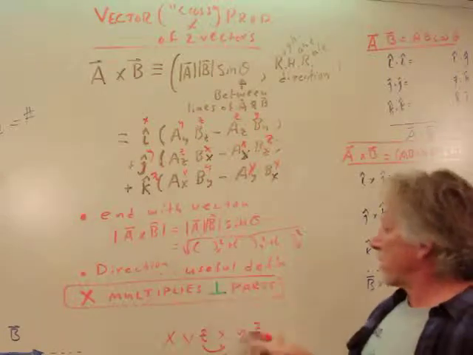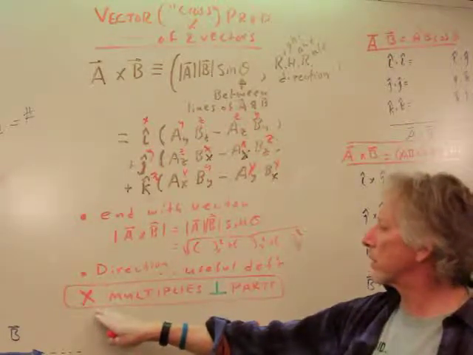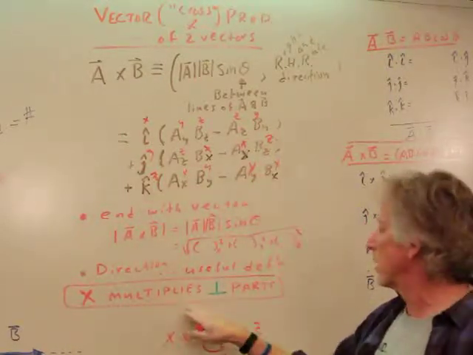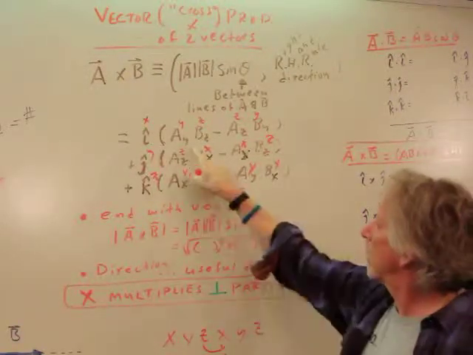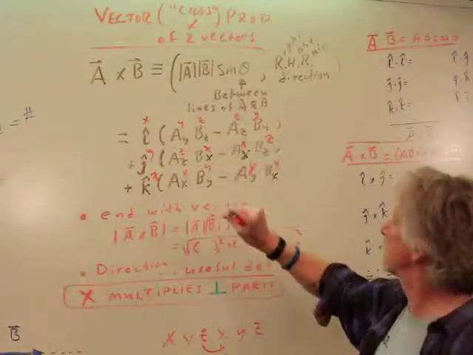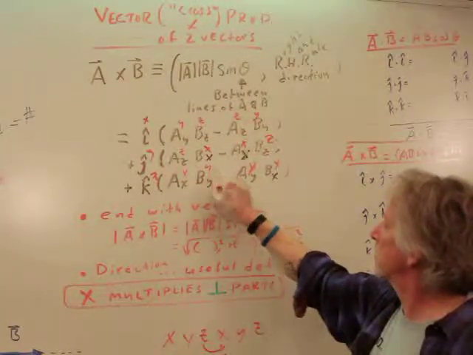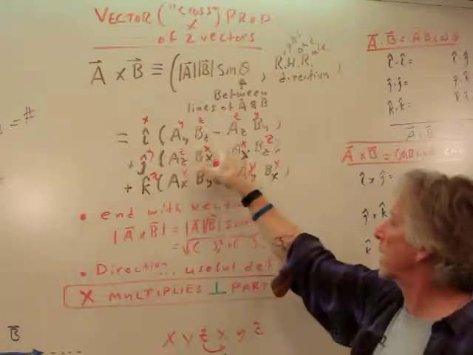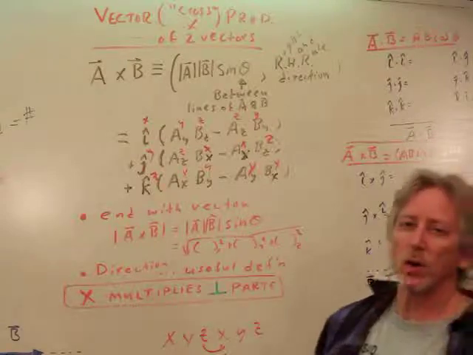The directions use a useful definition. We'll talk about that right-hand rule, okay? So notice, though, that when you are using the vector or cross product, it multiplies perpendicular parts. So AY is perpendicular to AZ. AZ is perpendicular to BY. AZ is perpendicular to BX, and so on. All these are perpendicular. We don't have an AX, BX, or AY, BY.